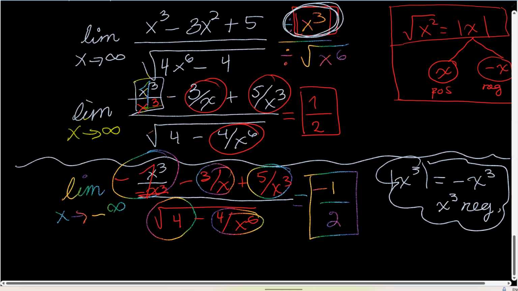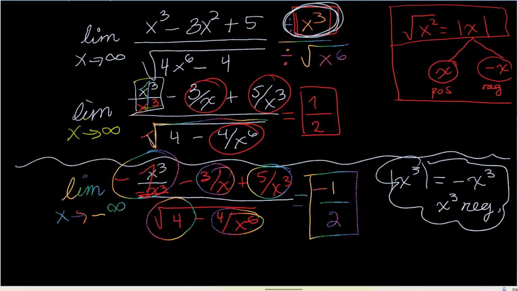So really pay attention to that when you are dividing by the square root of some power. You would think the square root of x squared is the absolute value of x, which in turn could be negative or positive. So pay attention to that, because it does matter when you take the limit as x goes to negative infinity.